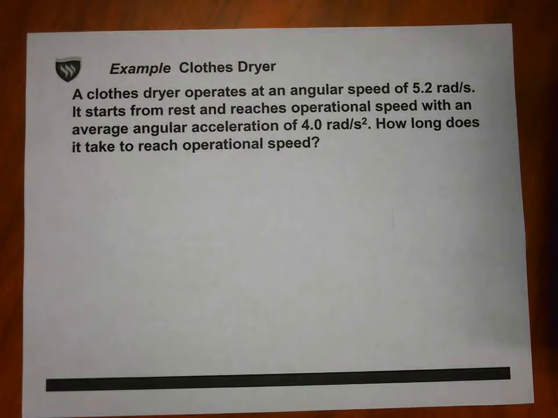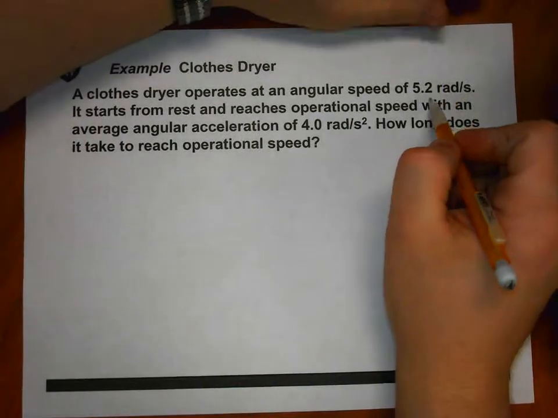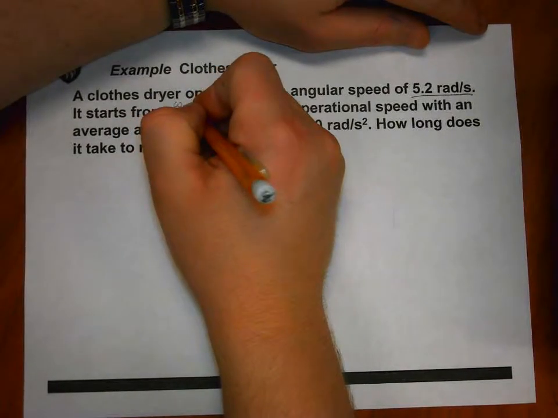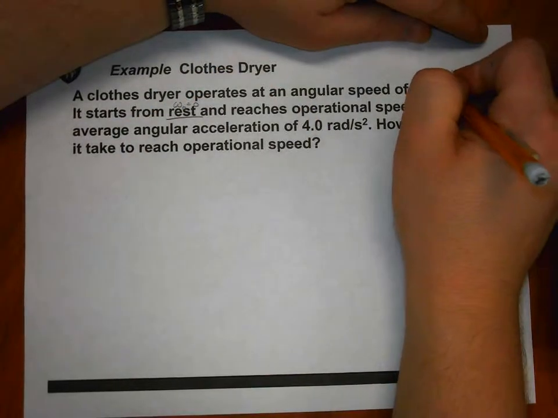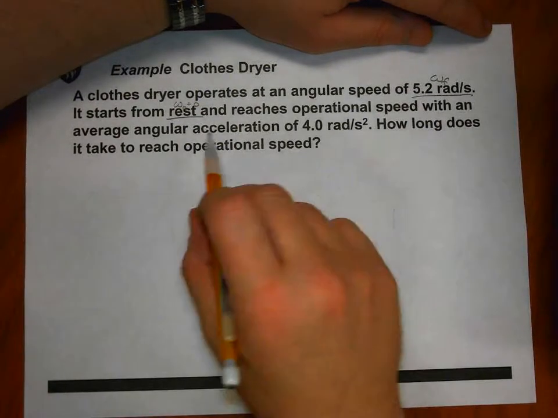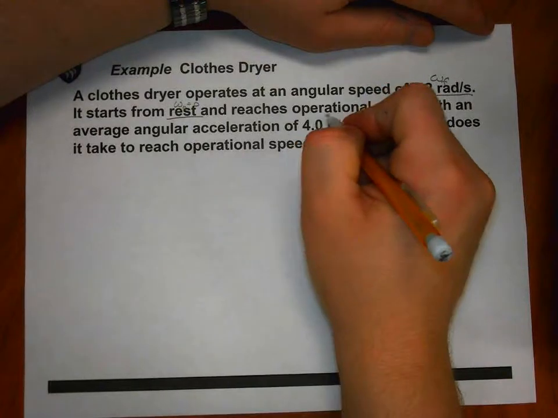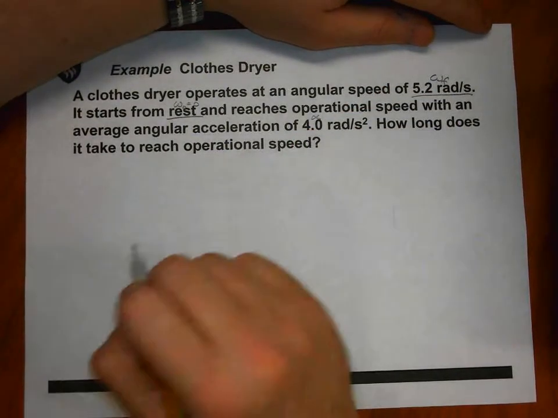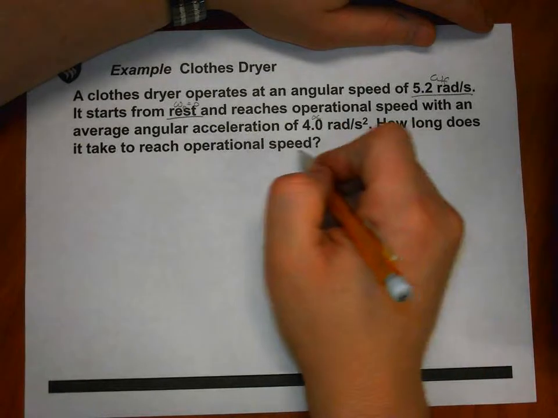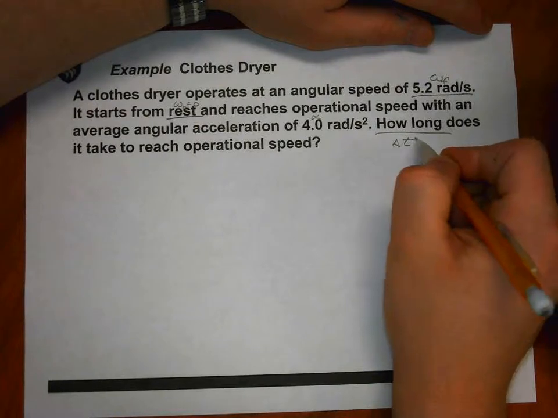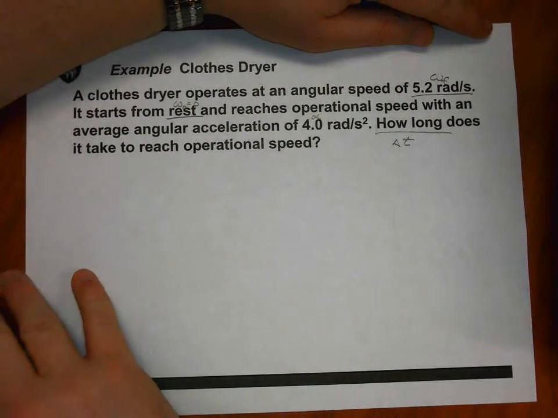A closed wire operates at an angular speed of 5.2 radians per second, and it starts from rest. So omega naught equals 0. Call this omega final. It reaches an operational speed with an average angular acceleration of 4.0 radians per second squared. That's alpha. How long does it take to reach operational speed? How long is asking for delta t.